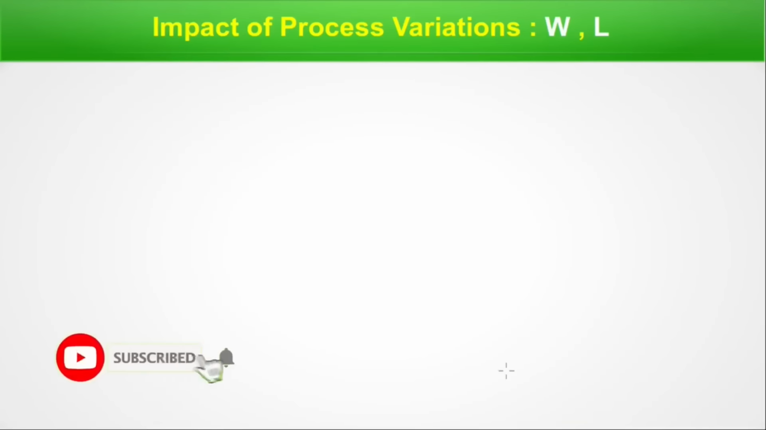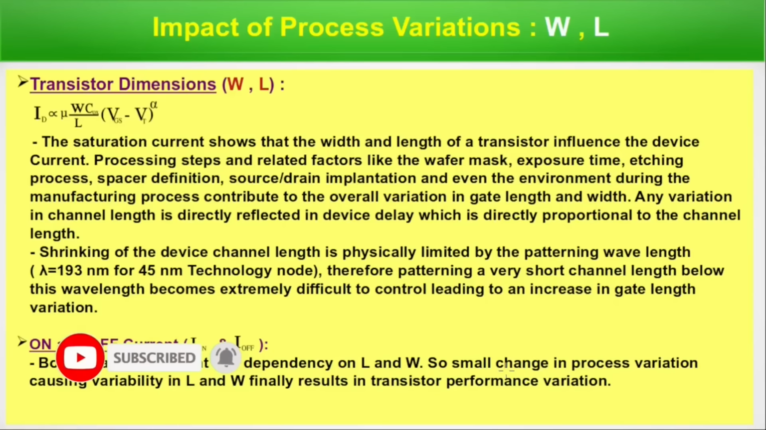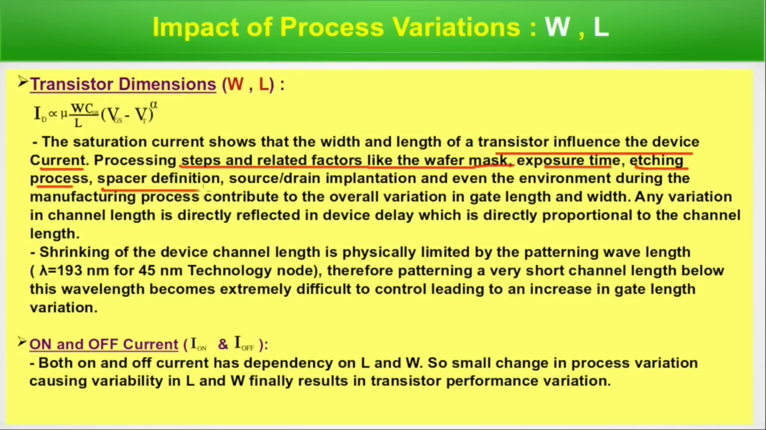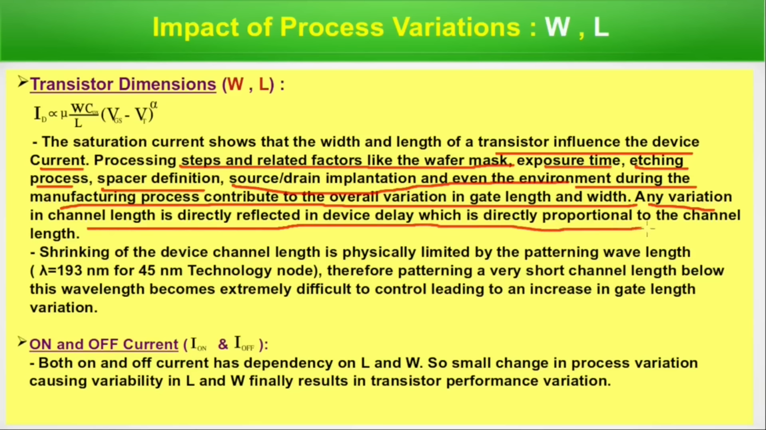The impact of process variations on W and L, the transistor dimensions. The saturation current shows that the width and length of the transistor influence the device current. Processing steps and related factors like the wafer mask, exposure time, etching process, spacer definition, source drain implantation, and even the environment during the manufacturing process contribute to the overall variation in gate length and width. Any variation in channel length is directly reflected in device delay, which is directly proportional to the channel length. Here ID is proportional to W and inversely proportional to L.